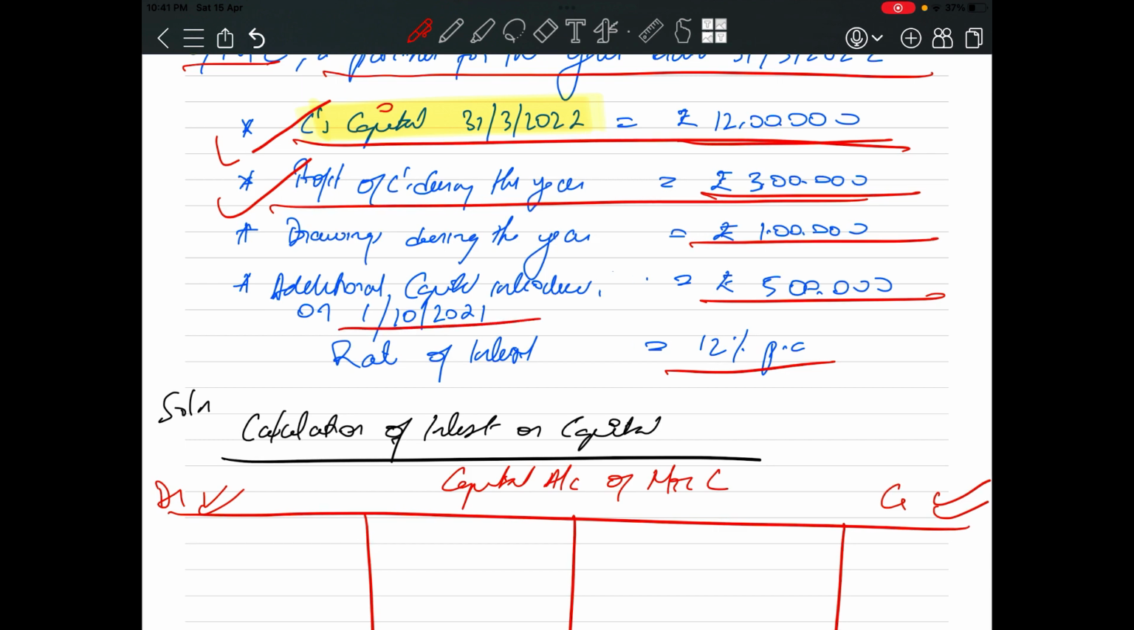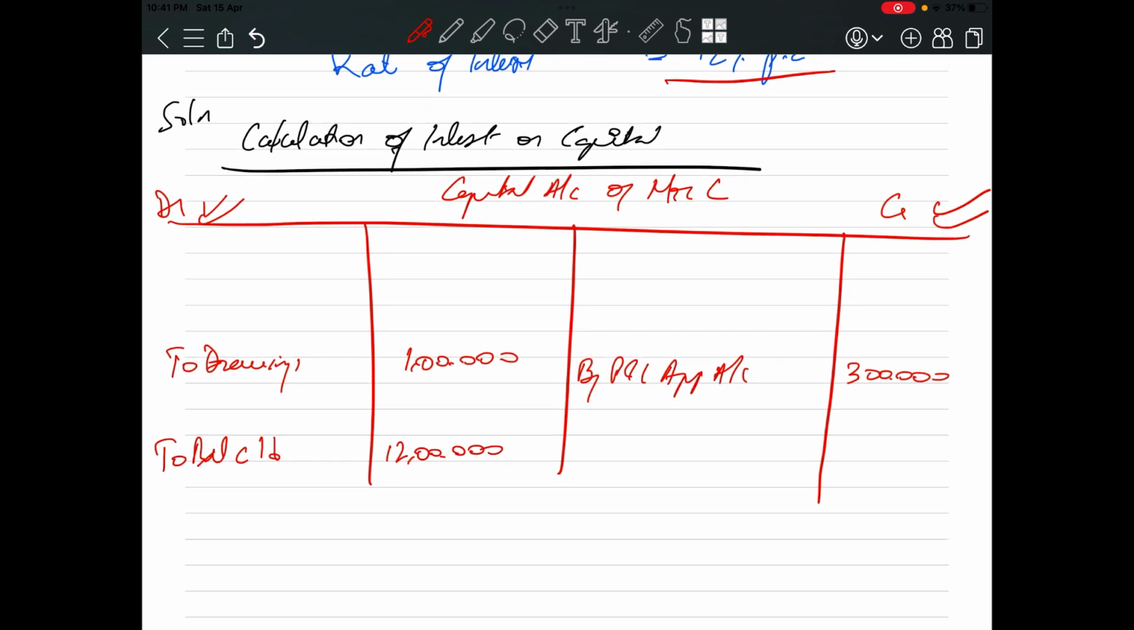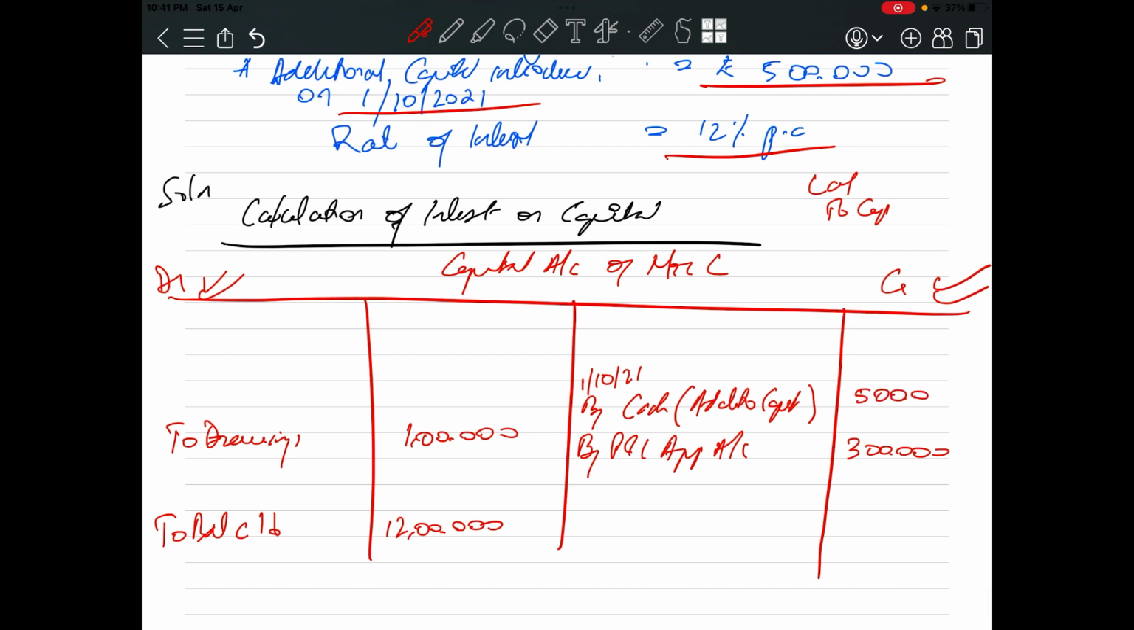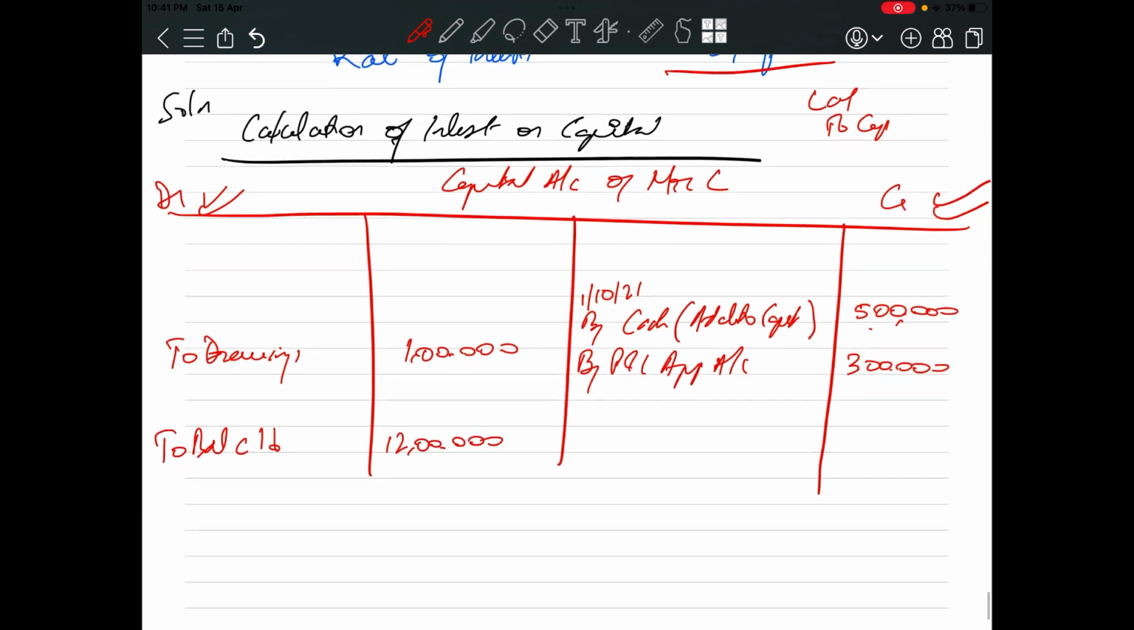Now, additional capital introduced during the year. Additional capital was introduced on 1/10/2021. So on 1/10/21 we have introduced additional capital. What will be the entry? Cash to capital. So cash account, this will be additional capital. What's the amount? 5 lakhs. Additional capital will increase the capital balance, so we have written it on the credit side. Now rate of interest is 12%. Now we are done with the information given in the question.